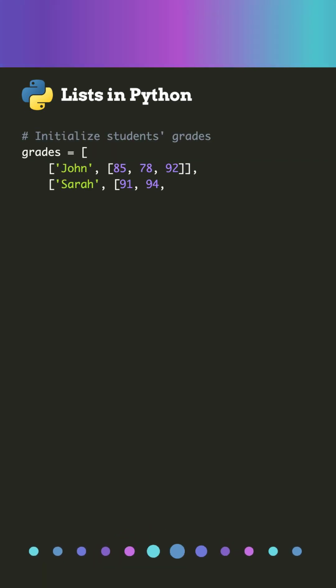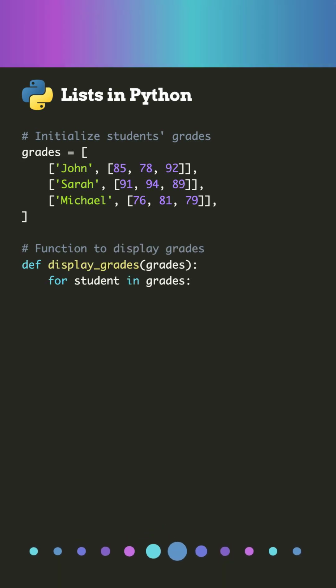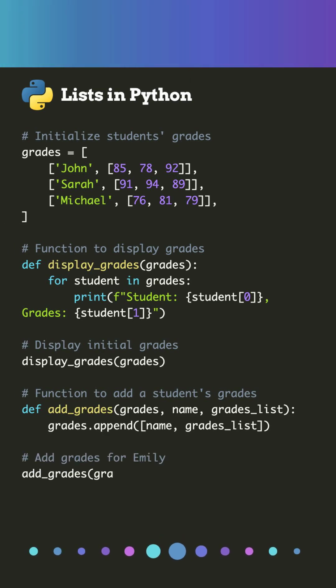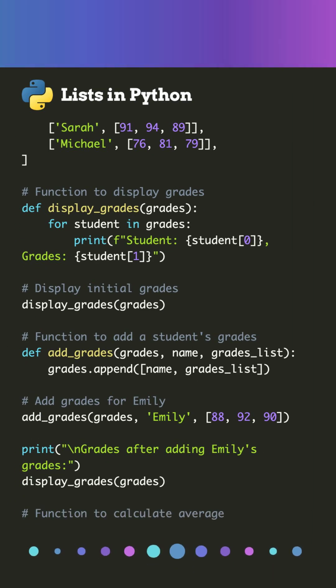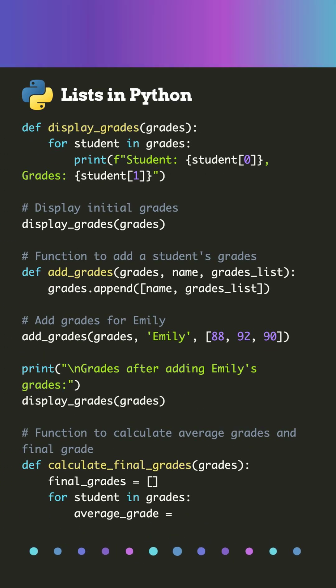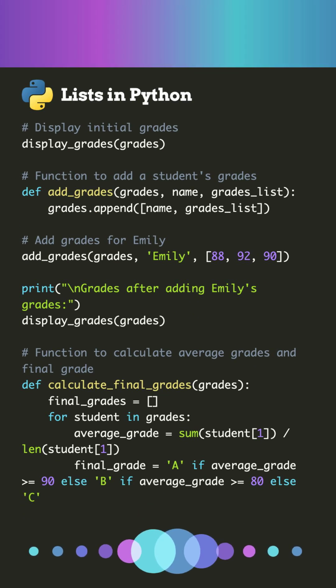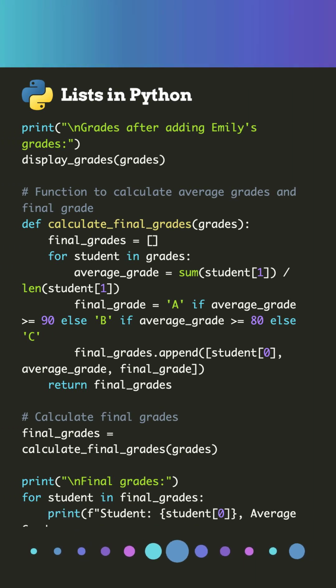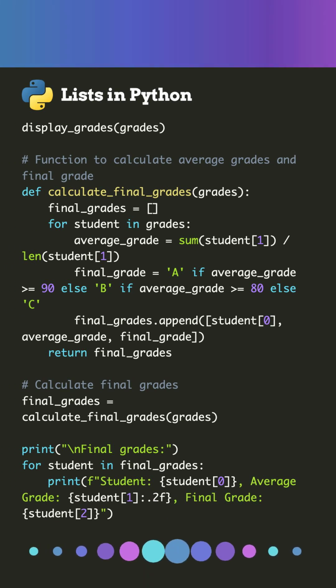Python lists offer a versatile way to store and manipulate series of data. They are simple to create, easy to modify, and come with powerful built-in methods. As you continue your Python journey, explore more list methods like insert, pop, and sort. You will also encounter list comprehensions, a powerful feature that allows you to create a list in a single line of code. Keep experimenting and exploring.